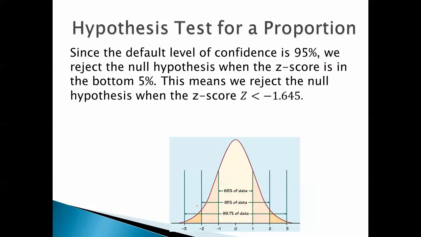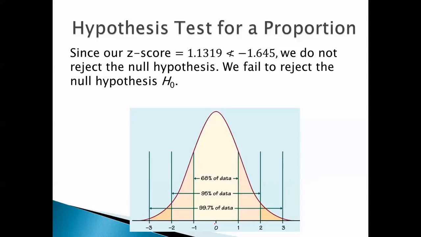Since the default level of confidence is 95%, we reject the null hypothesis when the z-score is in the bottom 5%. This means we reject the null hypothesis when the z-score is less than negative 1.645, which is about over here. So that's about 5% of the area. Okay, since our z-score is 1.1319, hey, that is not less than negative 1.645. In fact, it's positive. We do not reject the null hypothesis. We fail to reject the null hypothesis. Again, we don't say we accept the null hypothesis because we're never sure it's true, but we just say we fail to reject it. Kind of awkward.